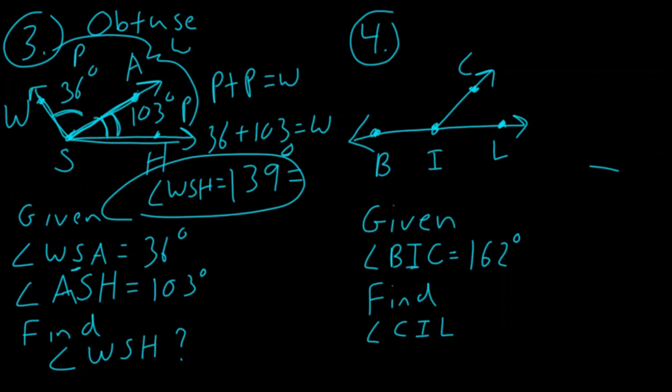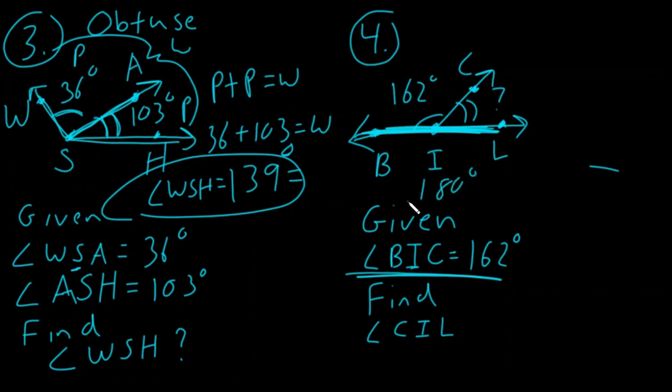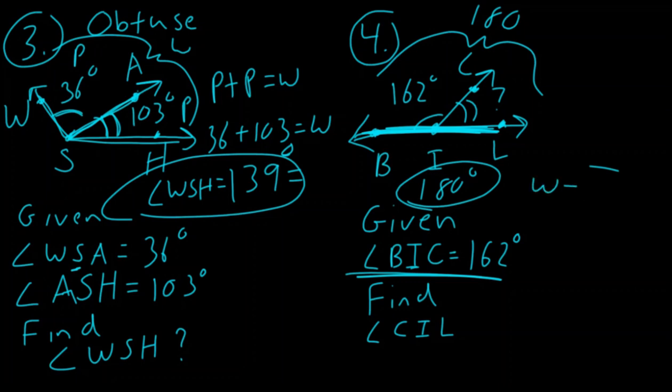Alright, let's look at our very last example, example number 4. Now notice I only give you one piece of information. I say BIC, this angle right here is 162 degrees, and I'm asking you to find this angle CIL. So what are we going to do? Well, wait a second. We know that when we have a straight angle, this will always be 180 degrees. And so now that I know the total of my straight angle is 180, we can simply do the whole minus the part is equal to the second part, and of course this winds up being 180.